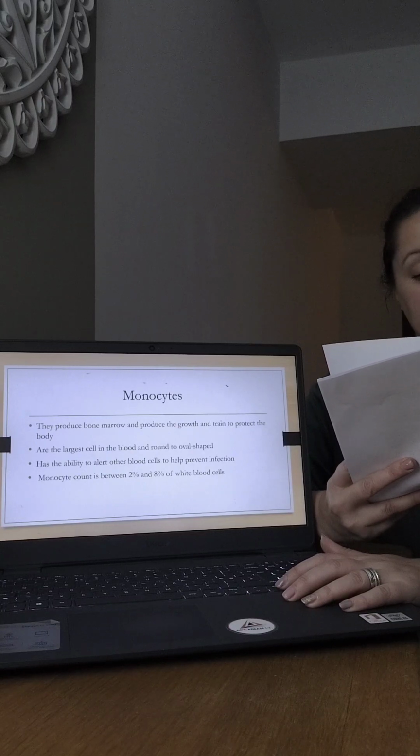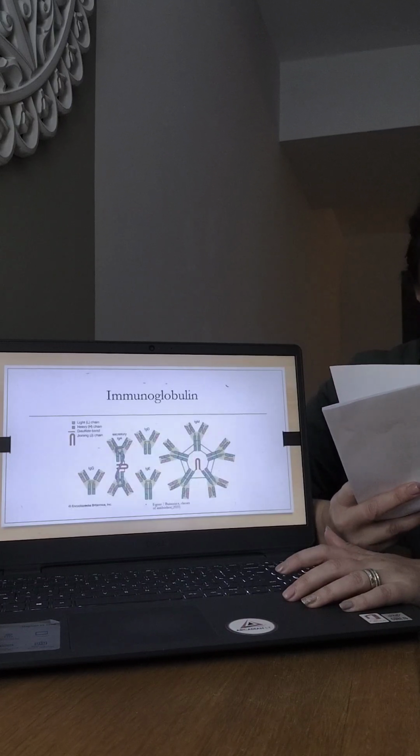It's the largest cell in the blood and is shaped as an oval. It has the ability to load the blood cells to prevent infection. Monocytes count as between 2 and 8% of the white blood cells.